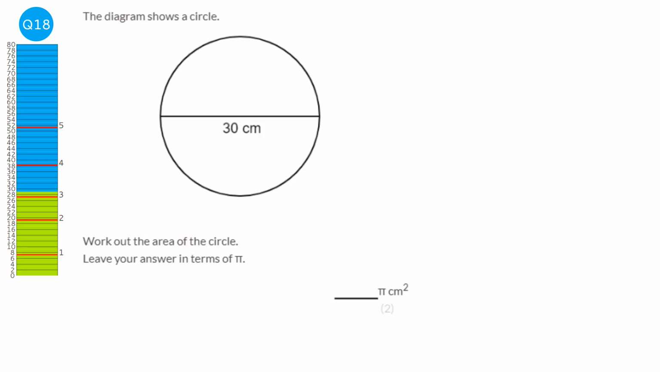To work out the area of a circle, we first of all need to work out what the radius is. Now the radius is half the distance of the diameter. So to work out what the radius is, we get the diameter and we halve it, which will be 15 centimeters.